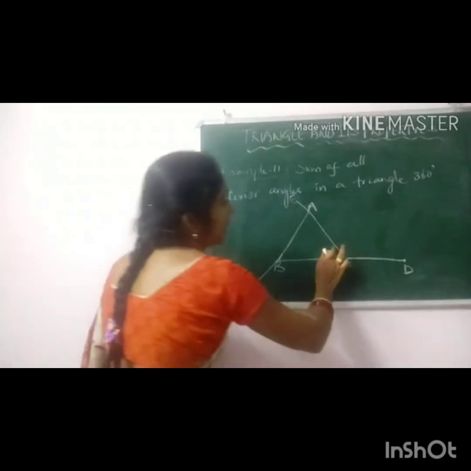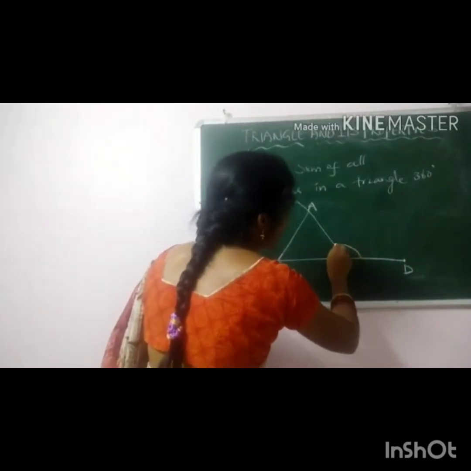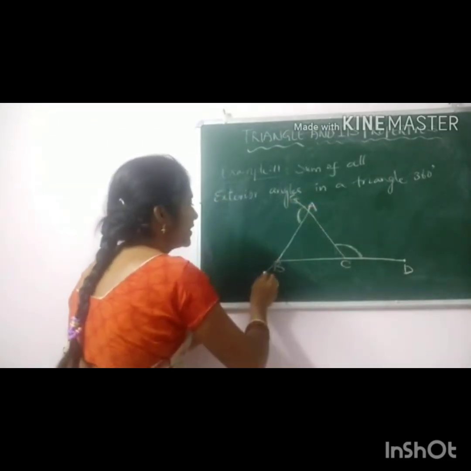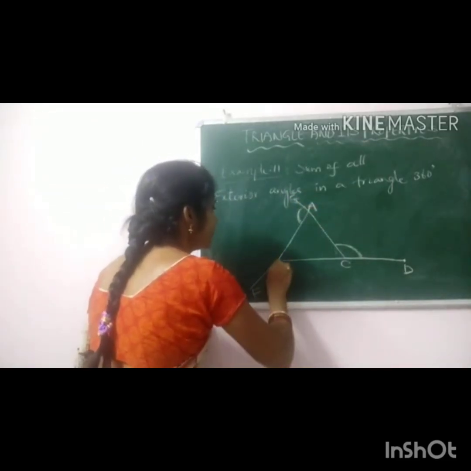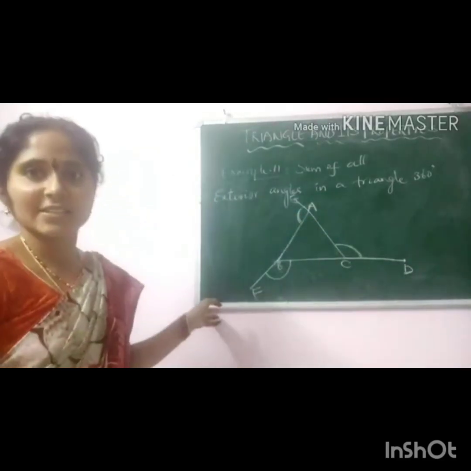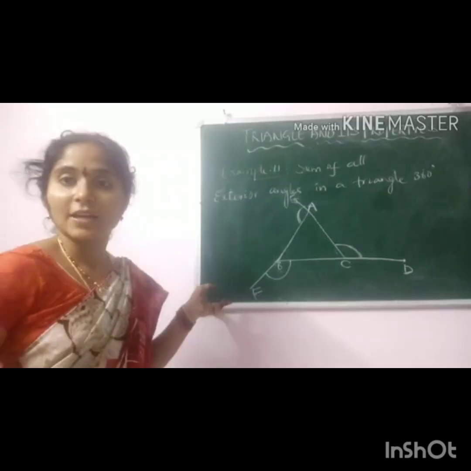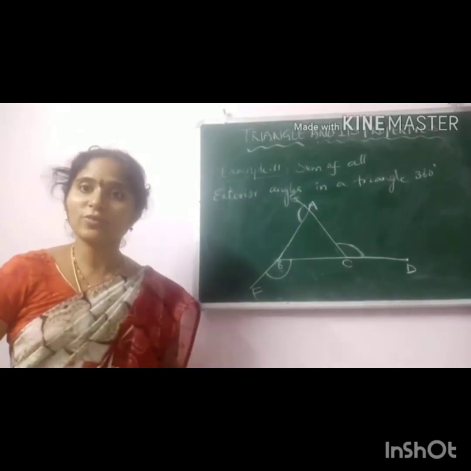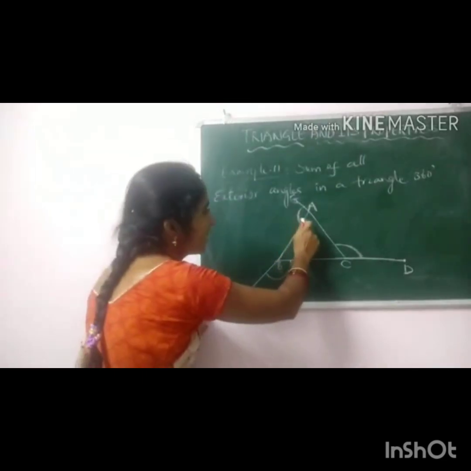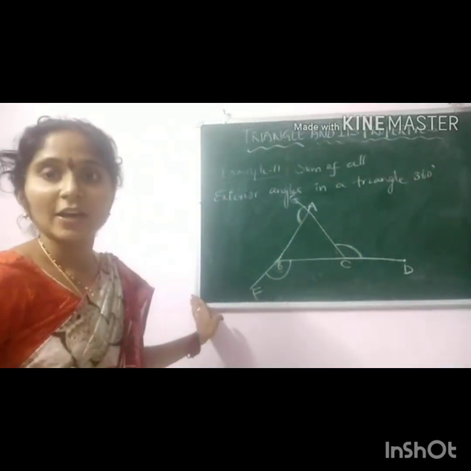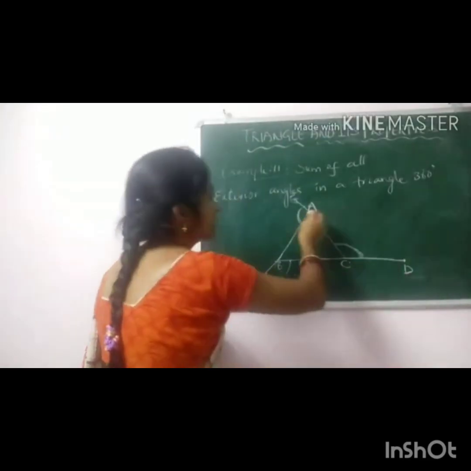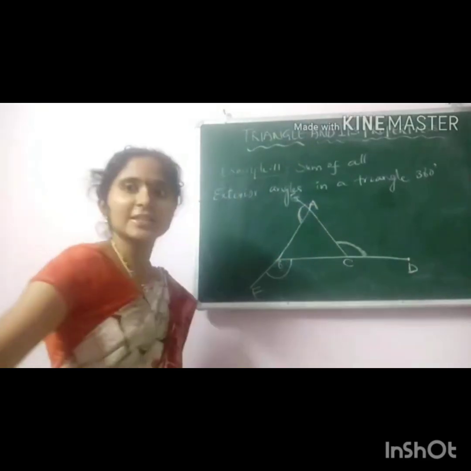Now have you observed here? Here one angle formed, and here also one angle formed, and here also one angle formed. These are exterior angles. Exterior angles means outside of the triangle. Already we discussed yesterday, interior angles means the angles which are inside of the triangle. Now we are discussing about exterior angles. So this is one exterior angle, second exterior angle, and third exterior angle.